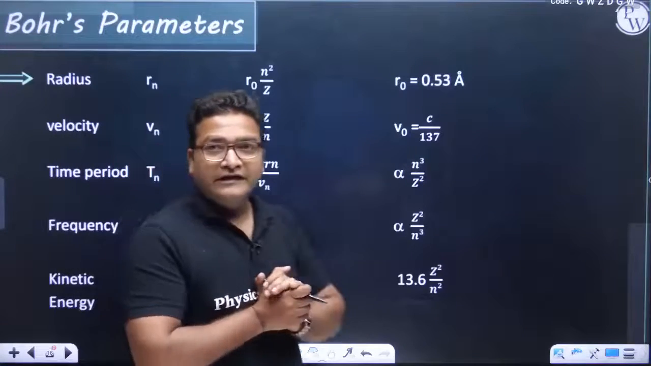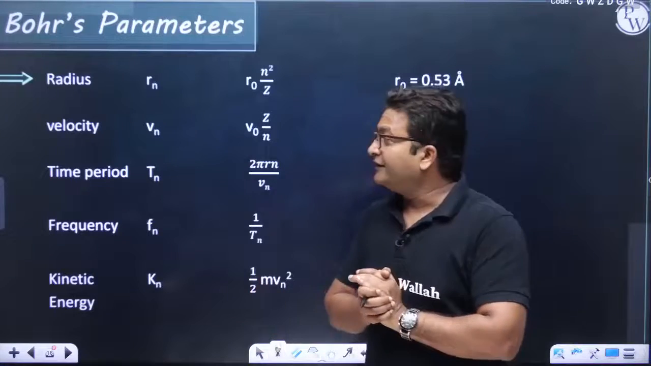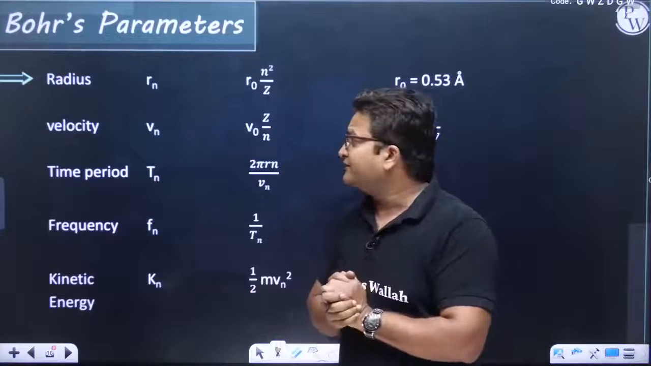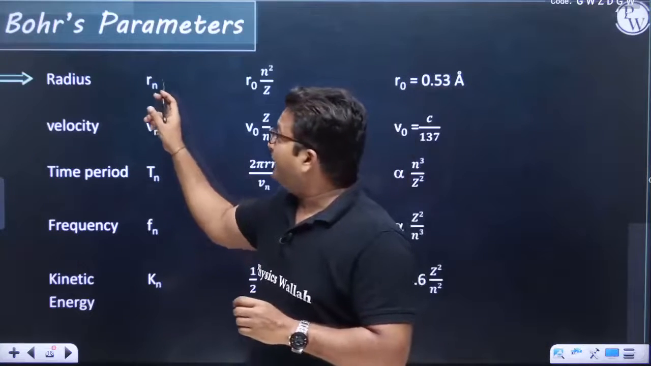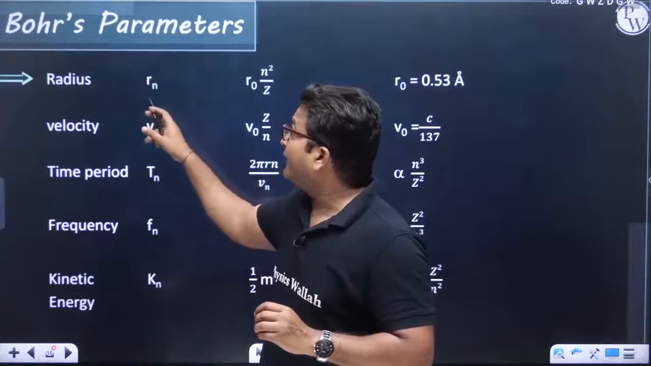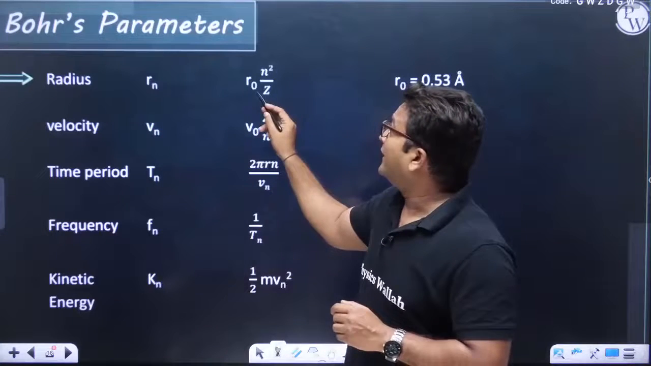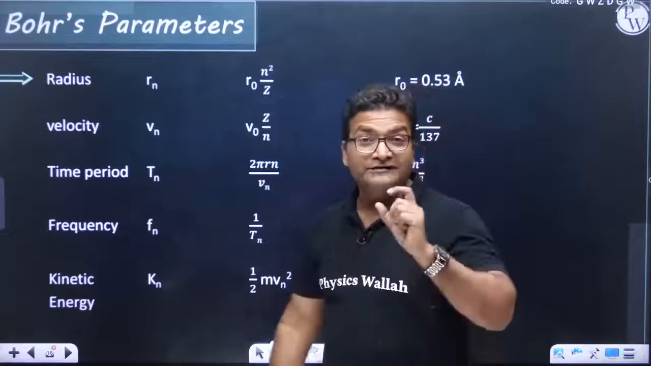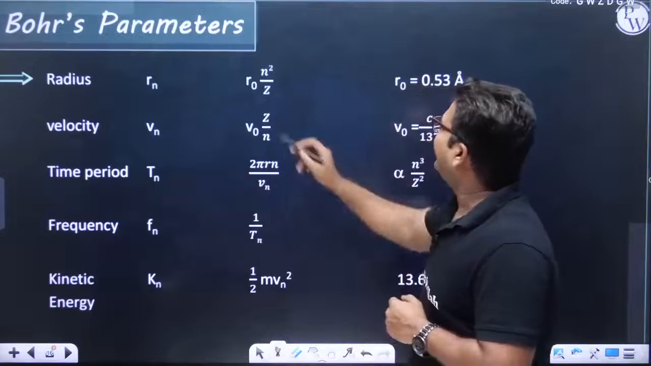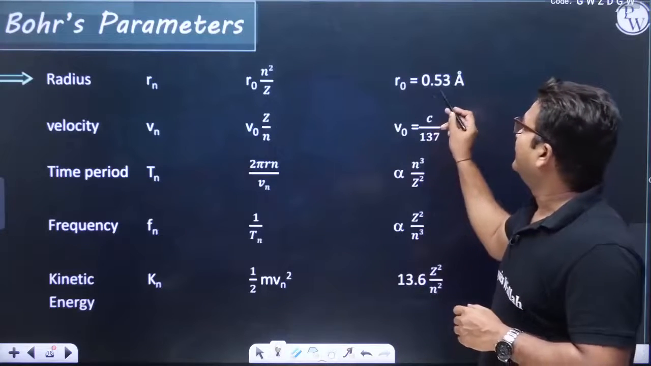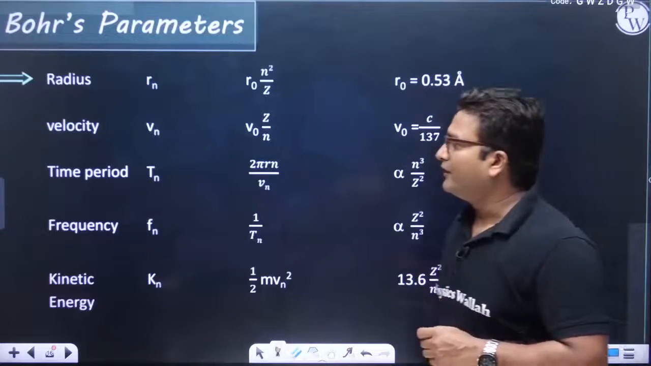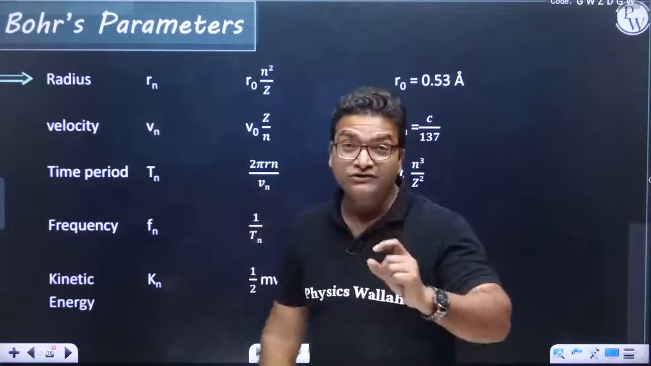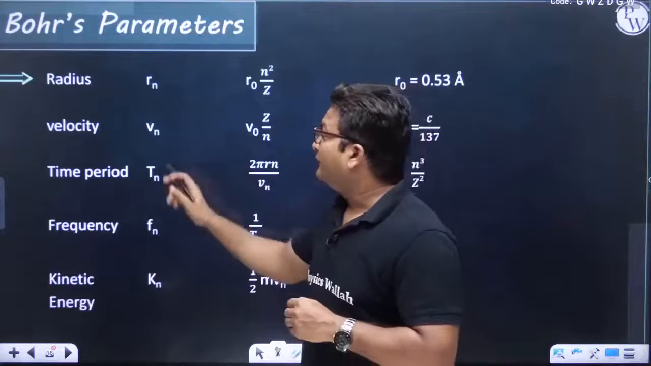Okay. So these are the results. After Bohr's postulates, we derive parameters. If we solve these two equations, okay, radius. So radius of nth orbit, remember, radius of nth orbit is equal to r naught n square by z, where n is principal quantum number and z is atomic number. Okay, r naught is actually equal to 0.53 angstrom. So always remember, this is the radius of nth orbit of hydrogen-like atom. Okay, never forget this.